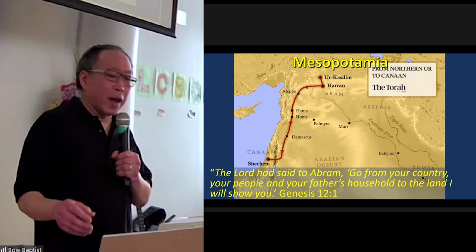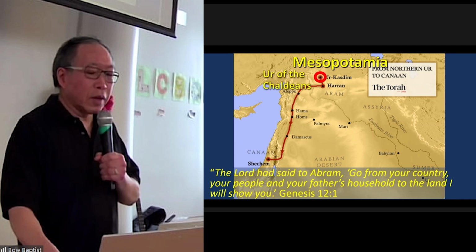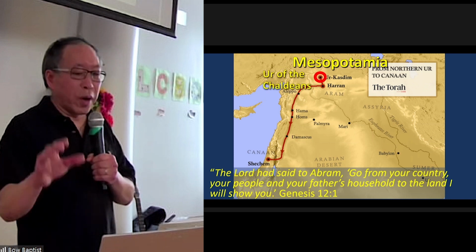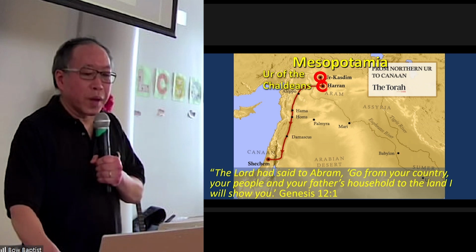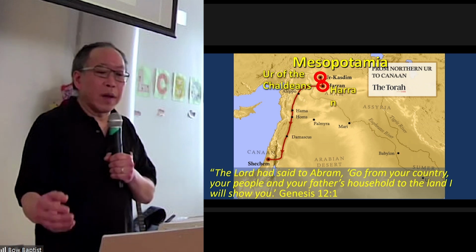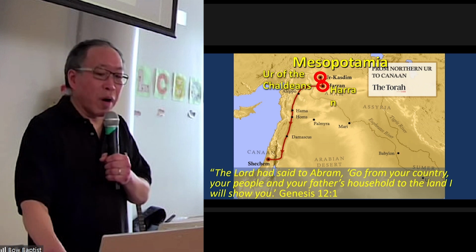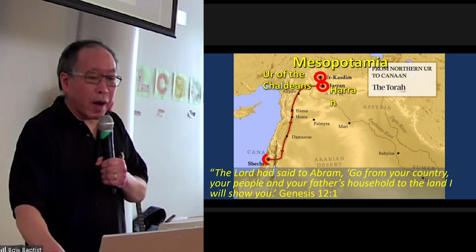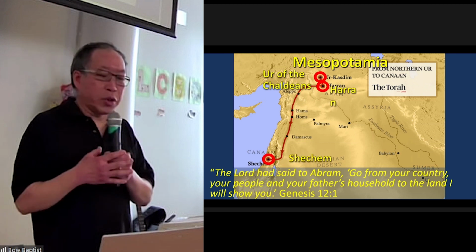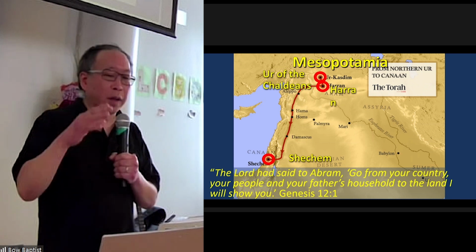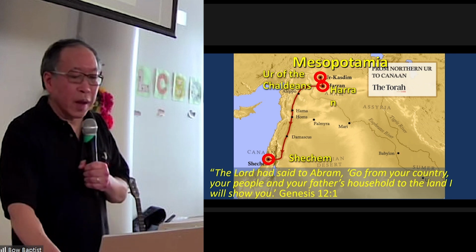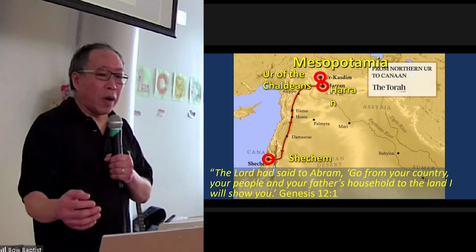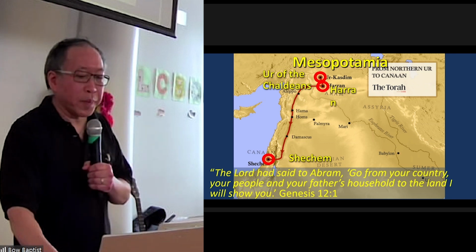And so he starts off all the way up north in what is now southeast Turkey, Ur of the Chaldeans. And they stop in the town called Haran. And from there, Abraham moves on to go to Shechem, all the way down in the land of Canaan, which would become the land of Israel. So that's the first call from Mesopotamia.